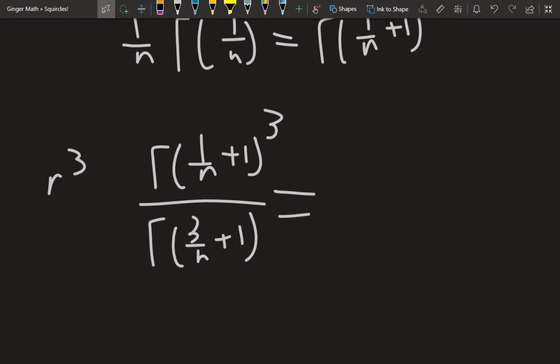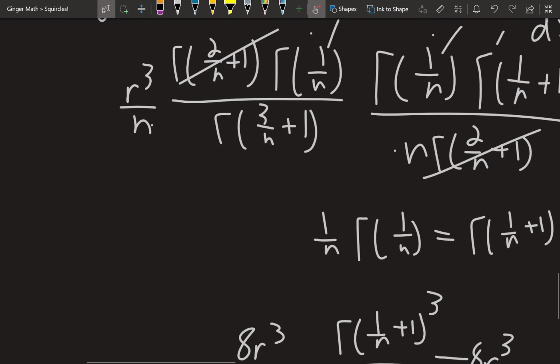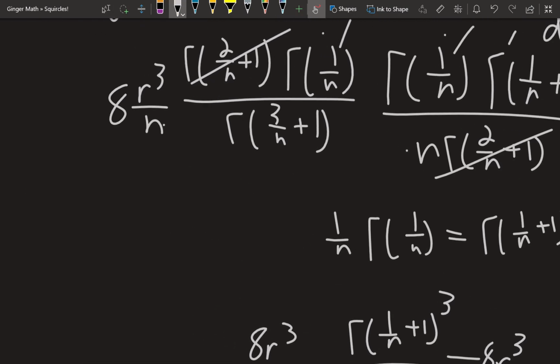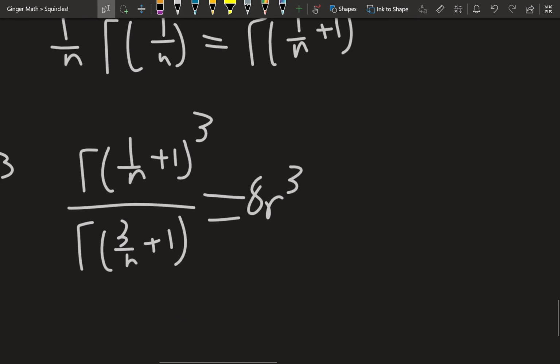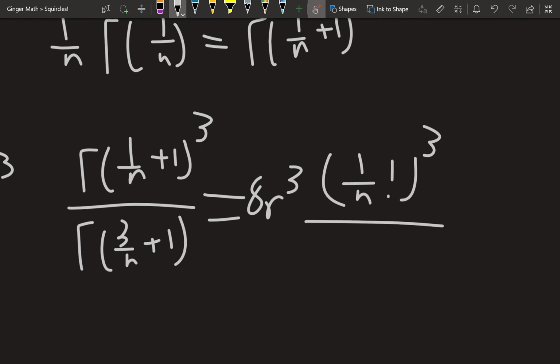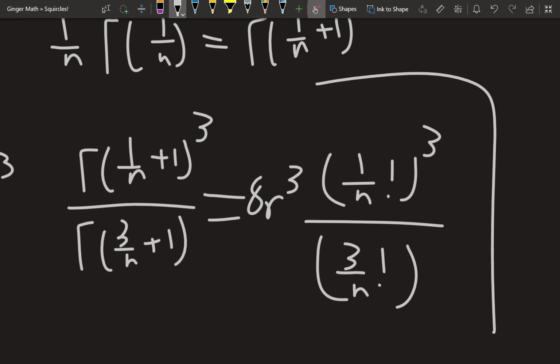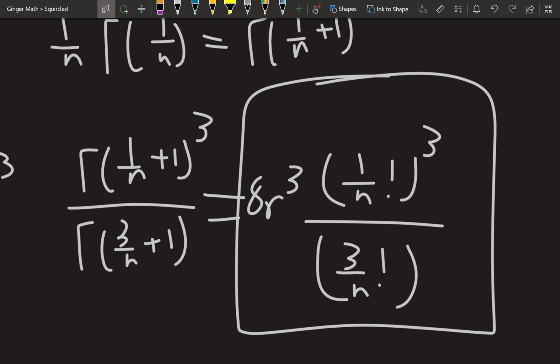And then this is going to be equal to, I'm just going to put this in terms of factorials. Kind of makes it look a bit prettier, though. I guess if you want to impress someone, you can use the gamma function, but yeah, you know. So whatever. Oh, I forgot the 8. I'm very sorry. There should be an 8 there. Okay. 8r squared times 1 over n factorial to the 3rd. Order matters. Times 3 over n factorial. And yeah, this is our formula for the volume of any sphube.